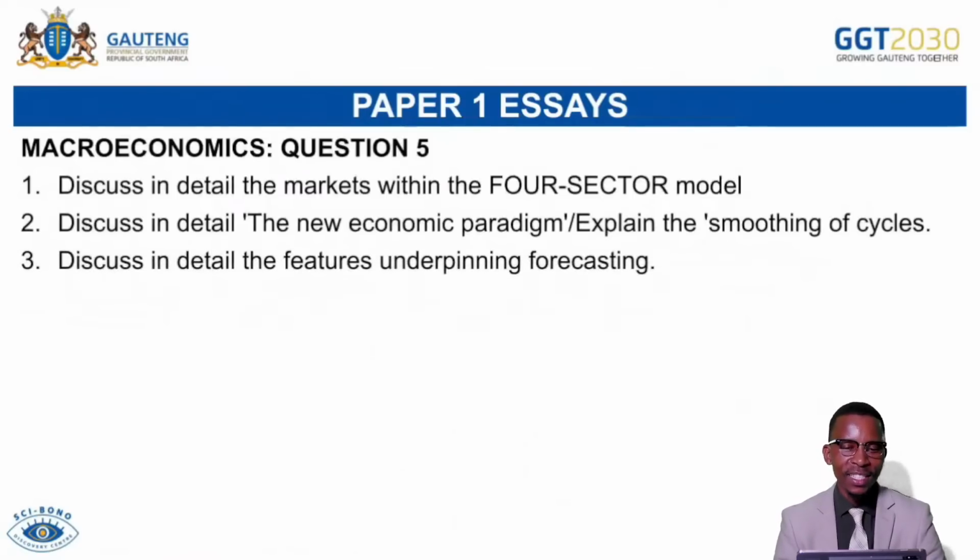Then let's check. Discuss in detail features underpinning forecasting. In this situation, you define your business cycle, you define your features underpinning forecasting or indicators. After that, you go straight in there in your body. Leading indicators, lagging indicators, coincident, as well as the composite indicators. You know that essay is one of the easiest essays we have.